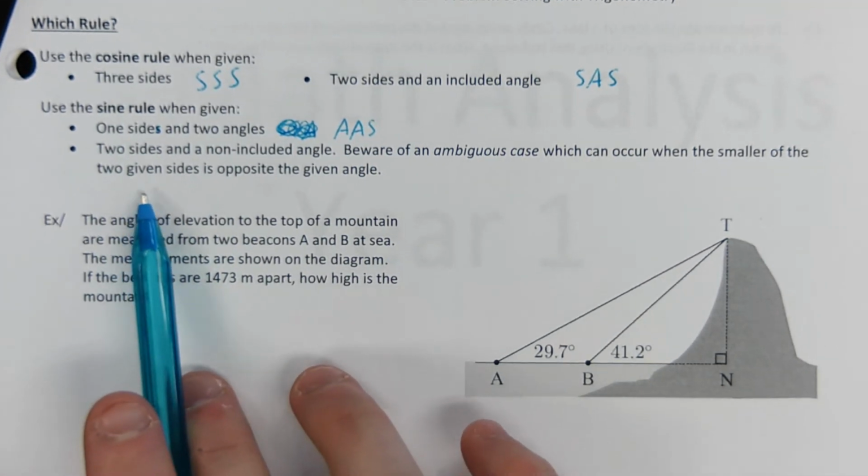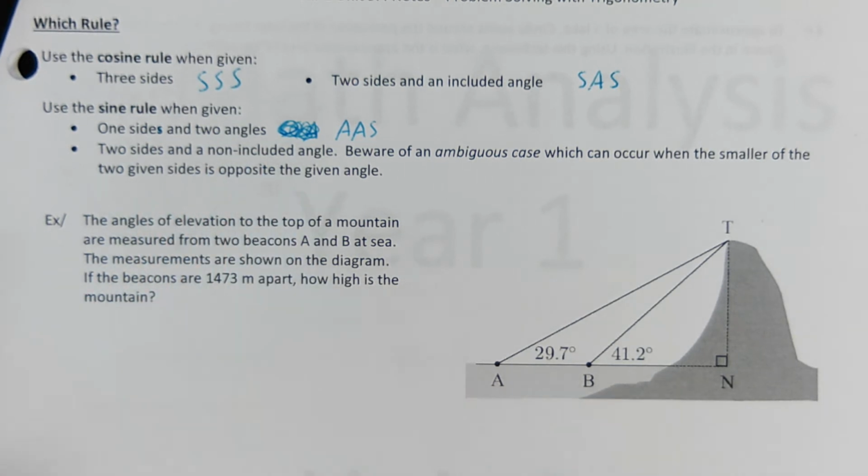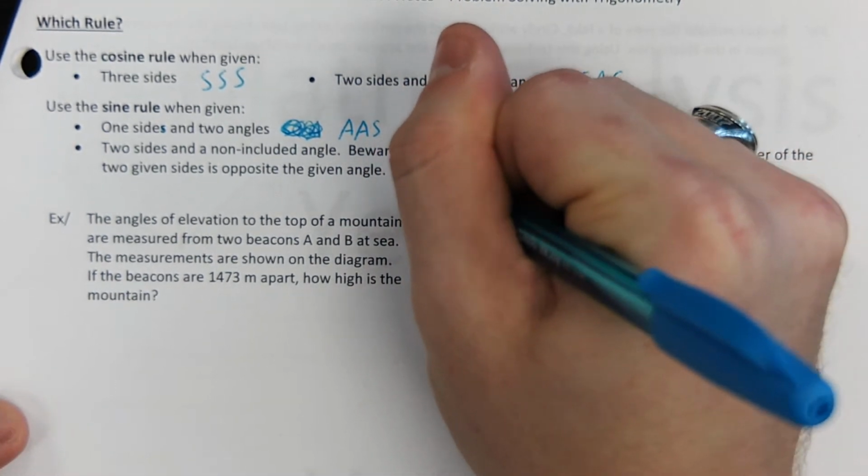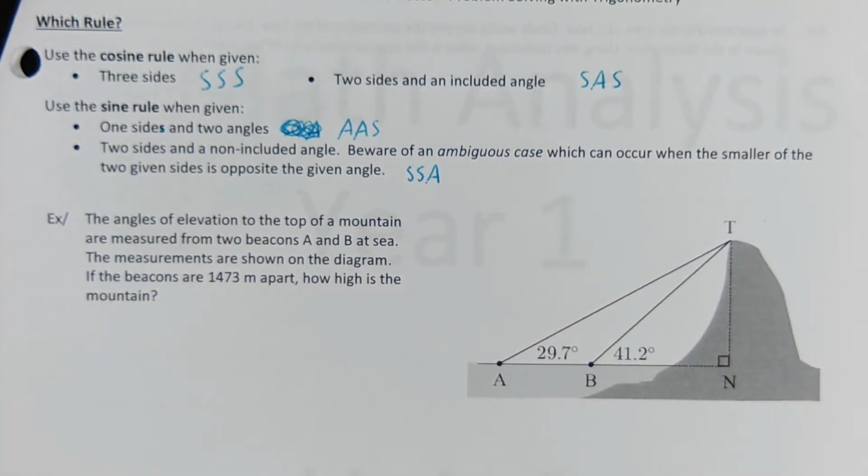Or two sides and a non-included angle. That's the one that would be angle, side, side, if you had two sides and a non-included angle. So we'll say side, side, angle, so I don't have to write angle, side, side on my paper. But you need to be careful of the ambiguous case.